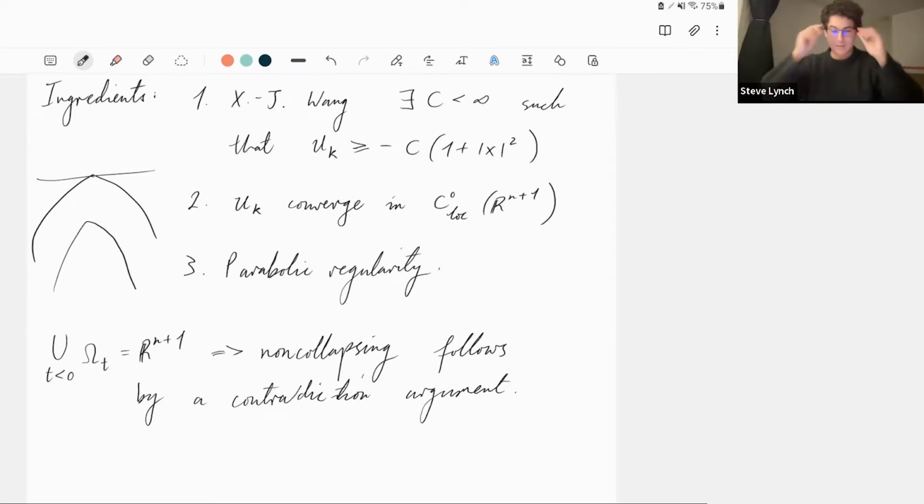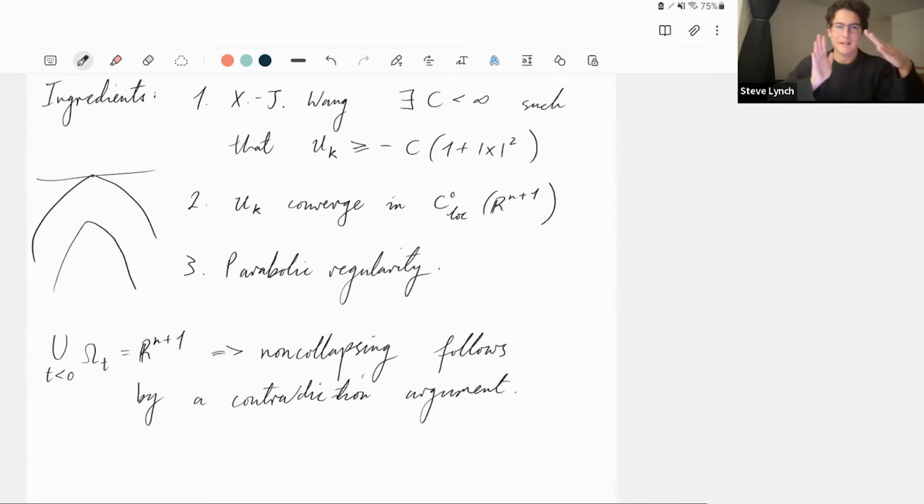So I'll try to just explain this in words as well. If the statement is not true, then we could find a sequence of solutions which sweep out the entire space, but for which this non-collapsing ratio is degenerating at some point, along some sequence of points. And so if we take those degenerating points and put them at the origin and rescale to make the mean curvature 1 there, then by our compactness lemma, we should have smooth convergence to a nice convex ancient solution.